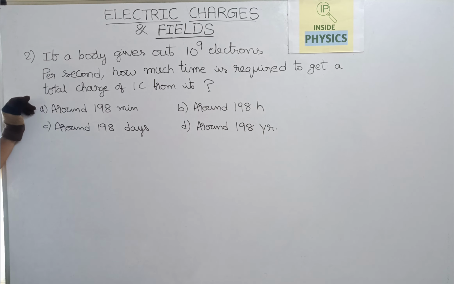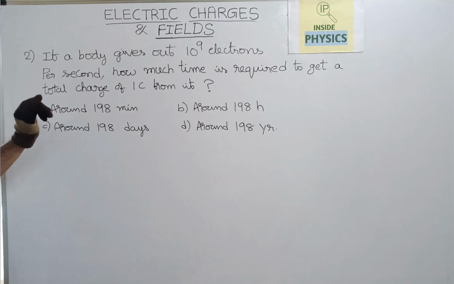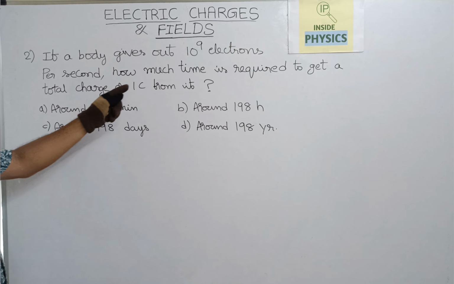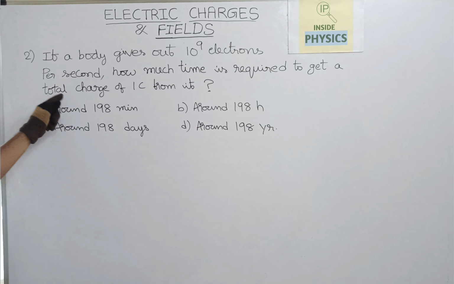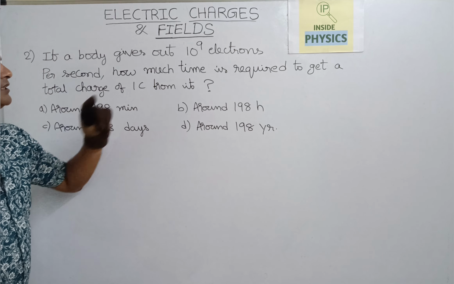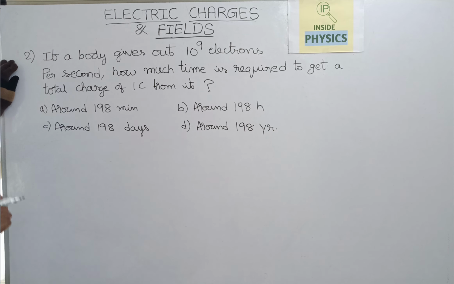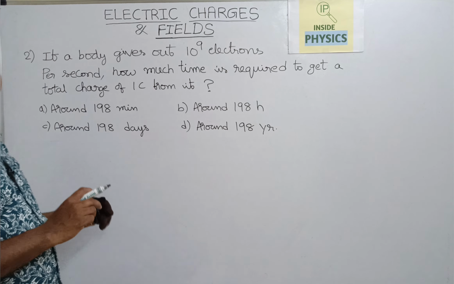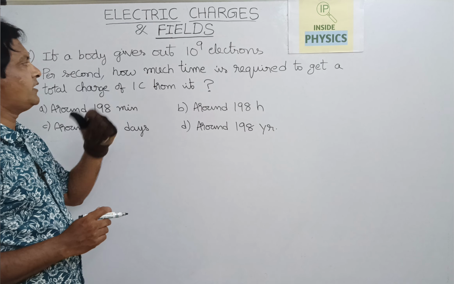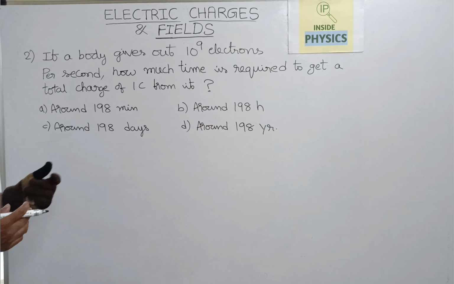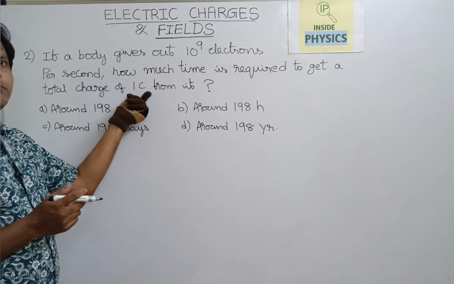So here we see the second problem. If a body gives out 10 to the power of 9 electrons per second, how much time is required to get a total charge of 1 coulomb from it? First of all we need to know how many electrons will be there in 1 coulomb of charge. Then we can easily calculate the time to get 1 coulomb of charge.